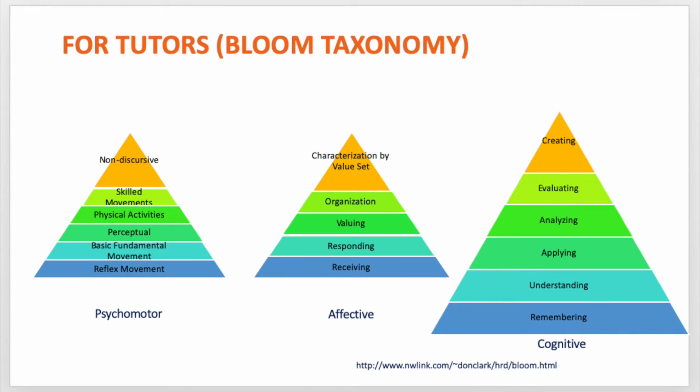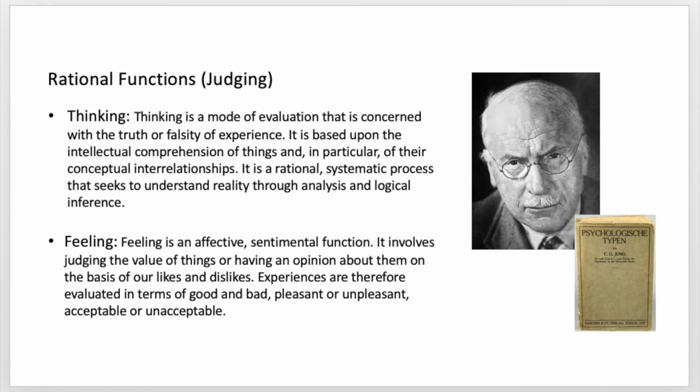The next domain or taxonomy we'd like to look at is the cognitive. This is the one most people are familiar with because it has to deal with mental states. One way I like to make a distinction between the cognitive and the affective domain is by referring to the works of Carl Jung. Jung, in his book on psychological types, makes a distinction between two different types of rational functions, thinking and feeling.